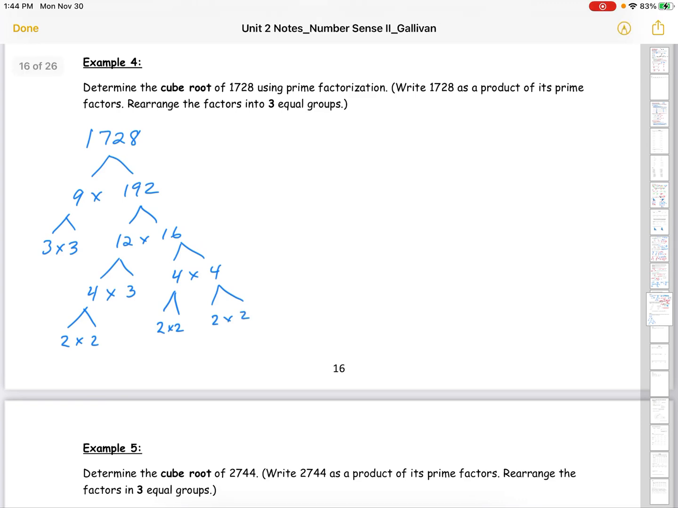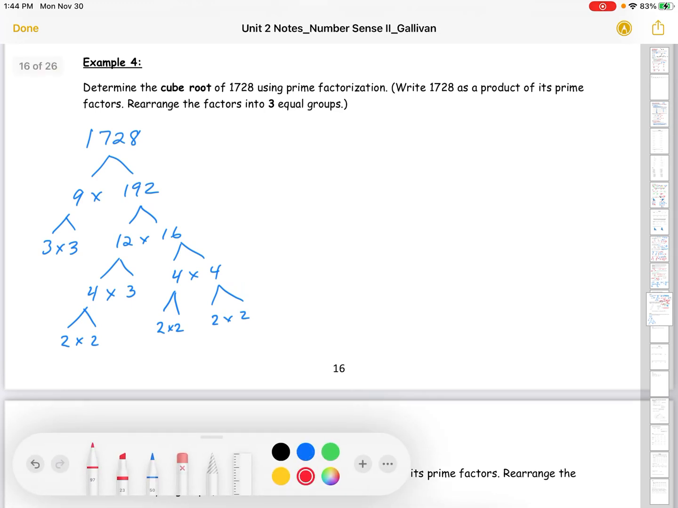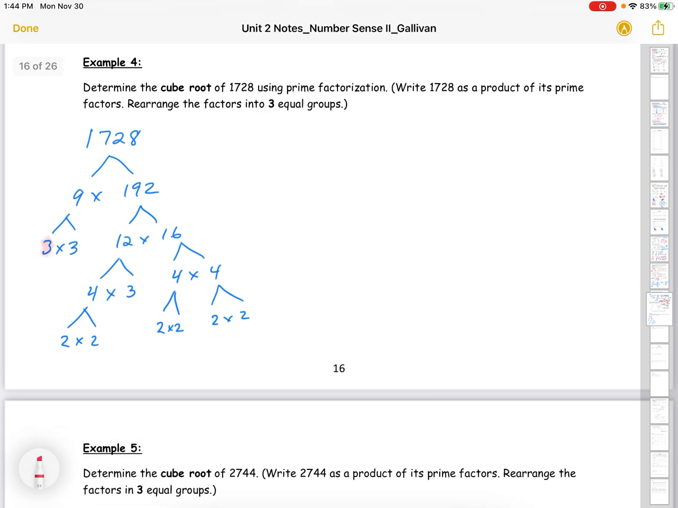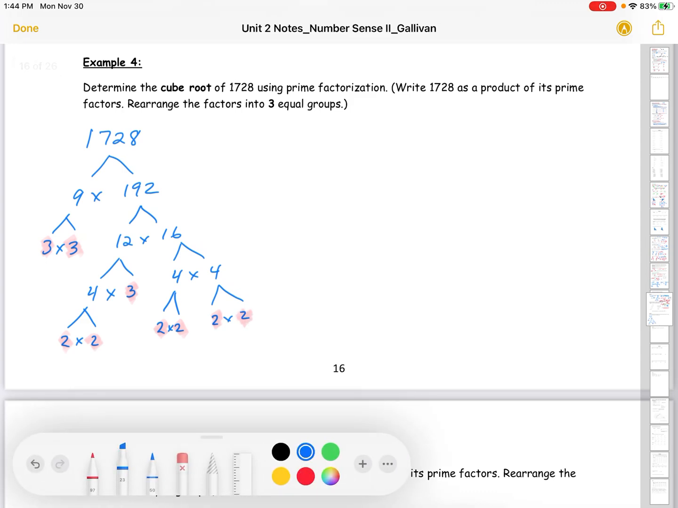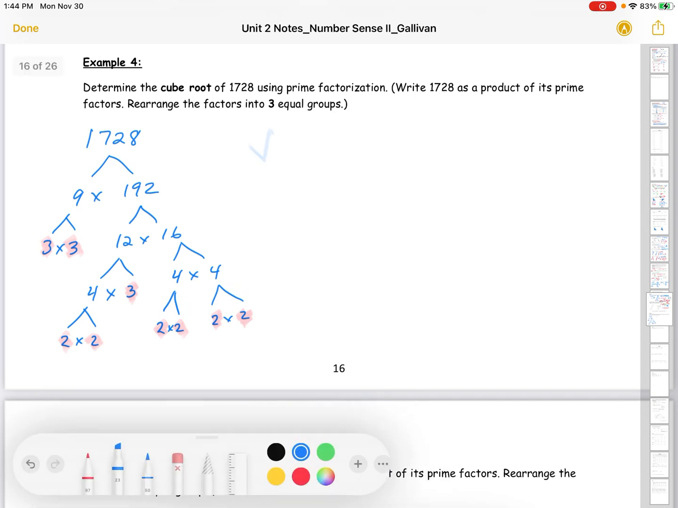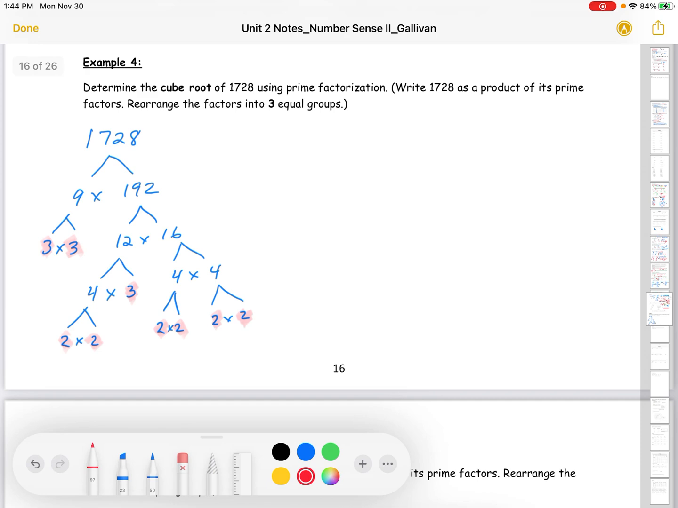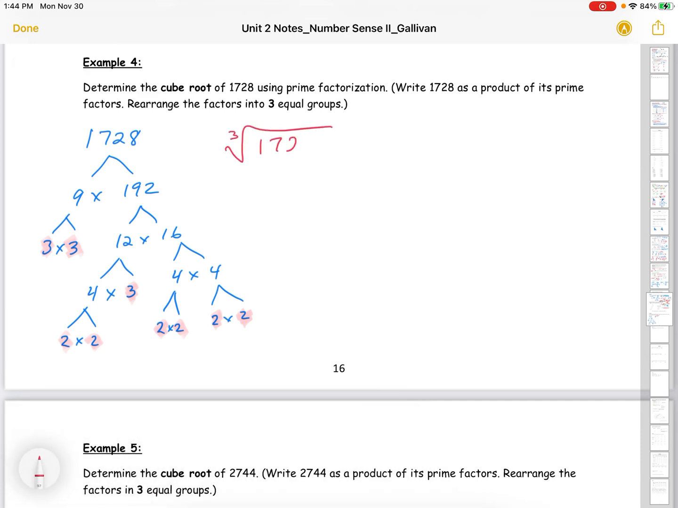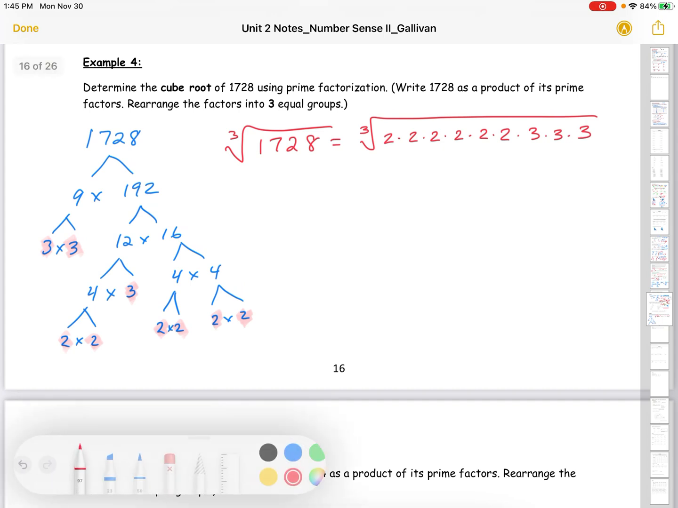Now, I don't want to lose track of any of those prime numbers, so let's highlight them. 3, 3, 2, 2, 3, 2, 2, 2, 2. Got them all. Excellent. Okay, now we're going to list them. Remember, we're looking for the cubed root of 1728. So cubed root of, let's list them from smallest to largest. 2 times 2 times 2 times 2 times 2 times 2. I've got 6 of those. Times 3 times 3 times 3.